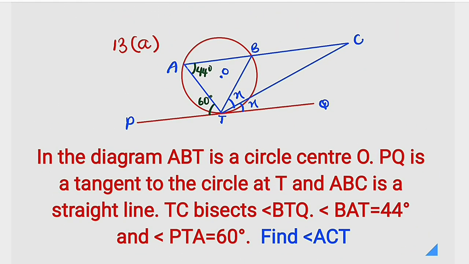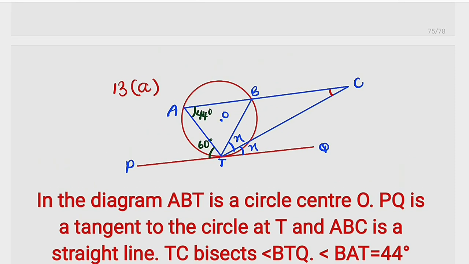Our main goal is to find ACT, which is this angle. So ACT plus TBC plus BTC equals 180 degrees. So let me write it down here. ACT plus TBC plus BTC equals 180 degrees. Why? Because this is a triangle. This particular region is a triangle, and the sum of all the angles in a triangle equals 180 degrees.